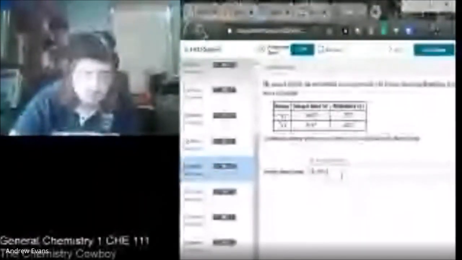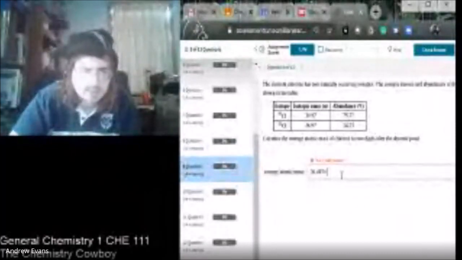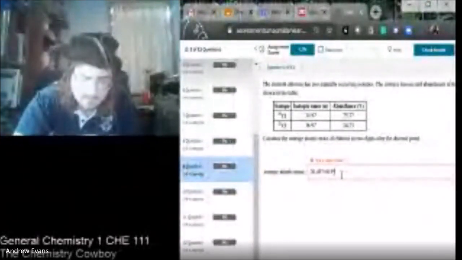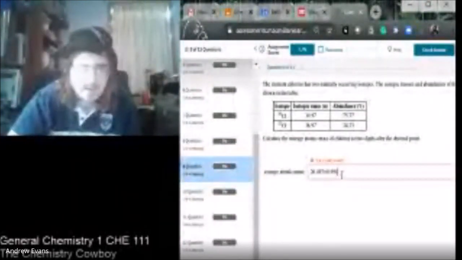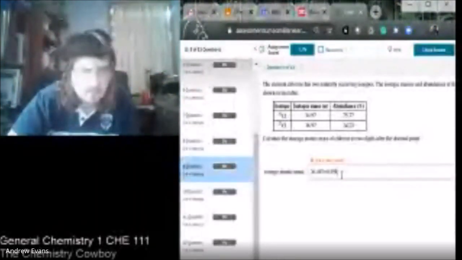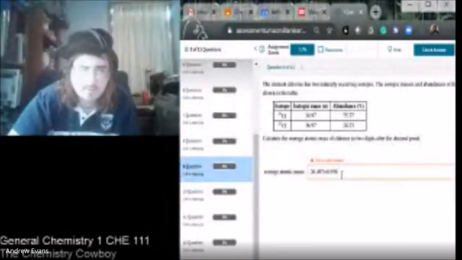And then I'm going to take 36.97, which is our second isotope, times our percent, about 0.2423. And that'd give me 8.958. Now, I'm going to add these two together, since those are the two major isotopes. 8.958 plus 26.497 gives me 35.455.